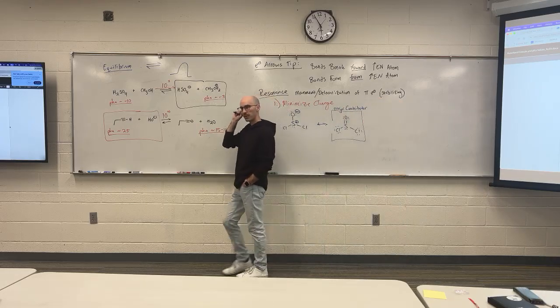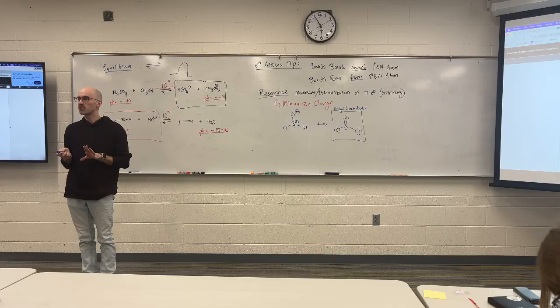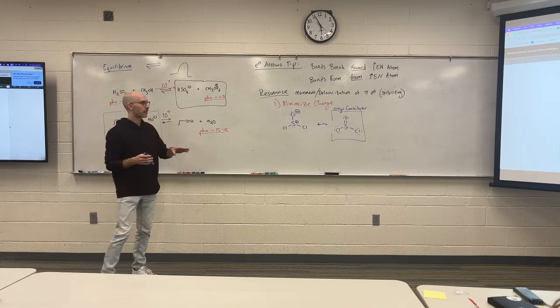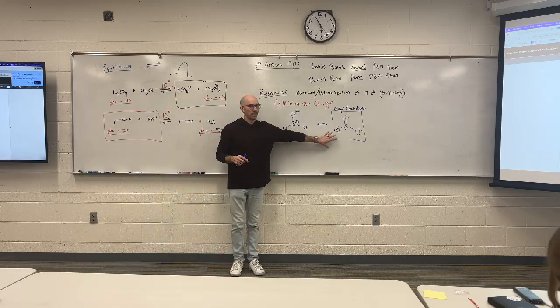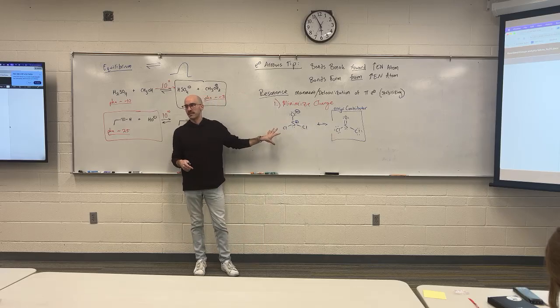And by major contributor, what we mean is Lewis structures don't exist. Instead, they help us model what the molecule kind of looks like. And so this model resembles the molecular orbitals better. This contributes more to the nature of the molecule than this does.